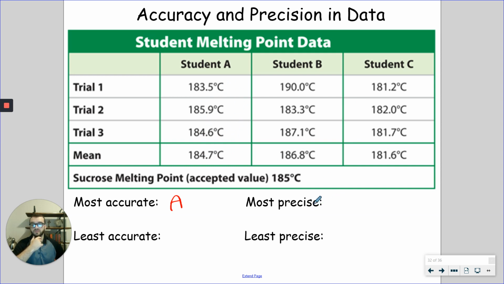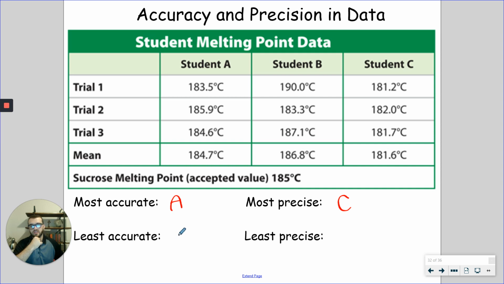Most precise though, look at the difference. The difference in those is 0.1. The difference in those is over 1, and that's like over 2. This one's kind of far off. Look at how close those numbers are though. Student C is definitely the most precise. Even though it's not close to 185 degrees Celsius in any of the answers, student C's answers are all very similar, and each trial has almost the identical answer.